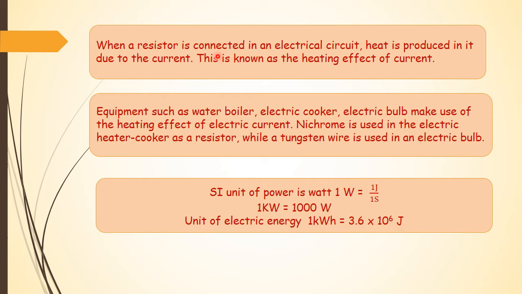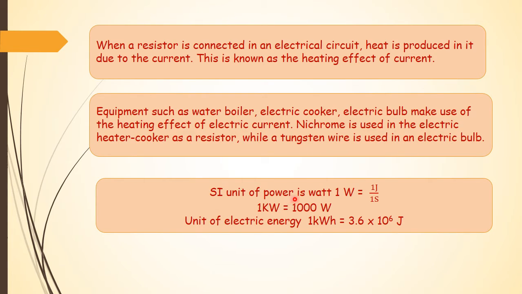When a resistor is connected in an electric circuit, heat is produced in it due to current. This is known as the heating effect of electric current. Equipment such as water boiler, electric cooker, electric bulb make use of heating effect of electric current. Nichrome is used in the electric heater cooker as a resistor while tungsten wire is used in an electric bulb.